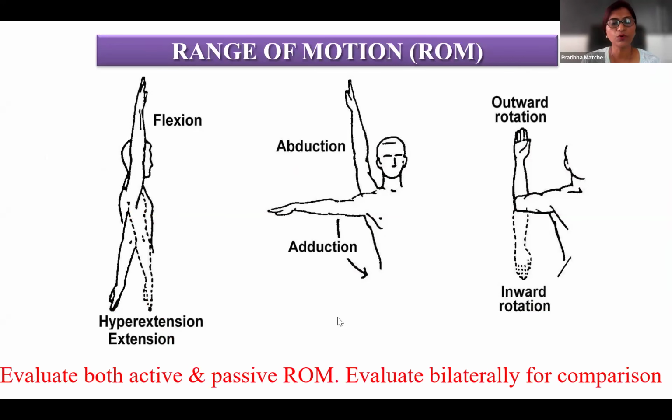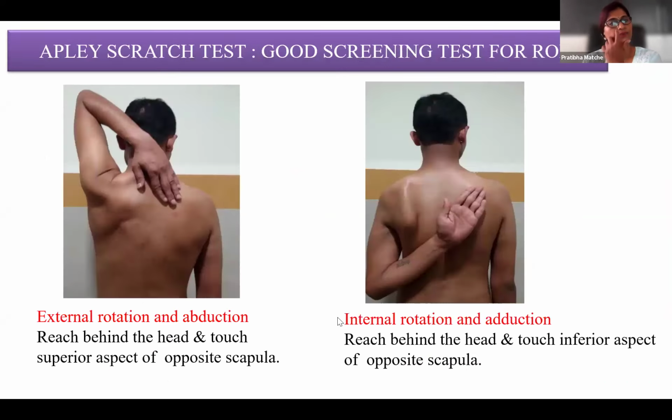So evaluate both active and passive range of movements. It's very, very important. And evaluate bilaterally for comparison. It's very important because sometimes even in the normal limb, there could be restriction of the range of movements. The Apley scratch test is one of the very good screening tests for the range of movements.